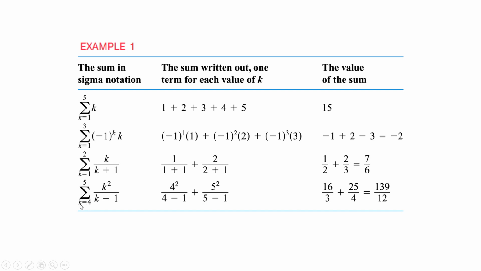And in this term, you can see k, initial value of k is 4, and terminal value of k is 5. So it starts at 4, ends at 5. So it actually tells us that it's not necessary for k to start from 1 always, right? So this is the sum, and this is the term for k is equal to 4, and this is the term for k is equal to 5, and this is the value of the sum, 139 over 12.